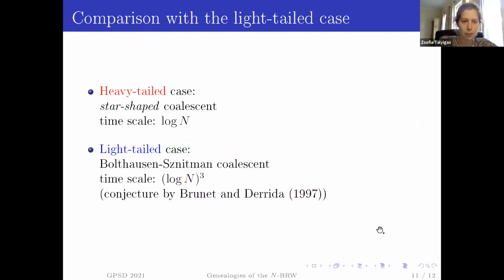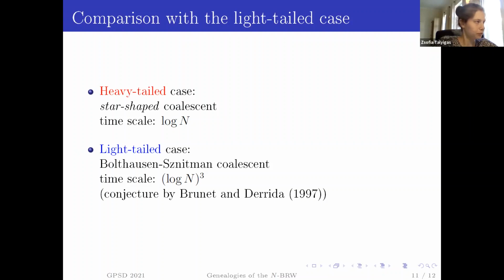And then let's see how this compares with the light-tailed case. Well, it's supposed to be quite different. The conjecture by Brunet and Derrida says that the genealogy in this case should be given by the Bolthausen-Sznitman coalescent rather than a star-shaped one. And the time to coalescence should be of order log^3 n rather than log n. So here we see, again, some very different behaviors in these two different cases with these two different jump distributions.